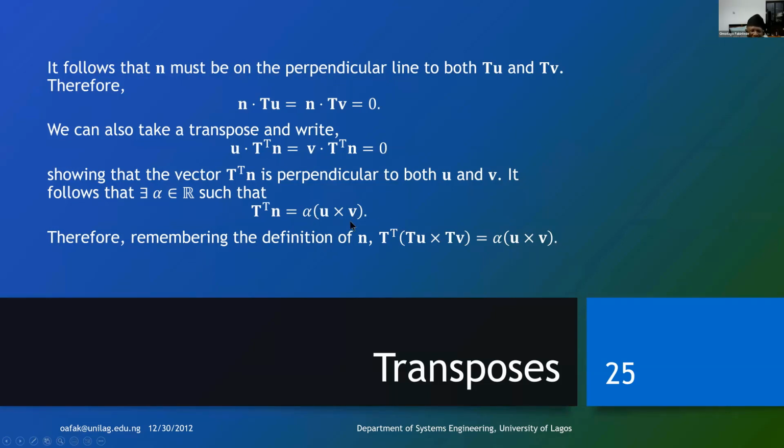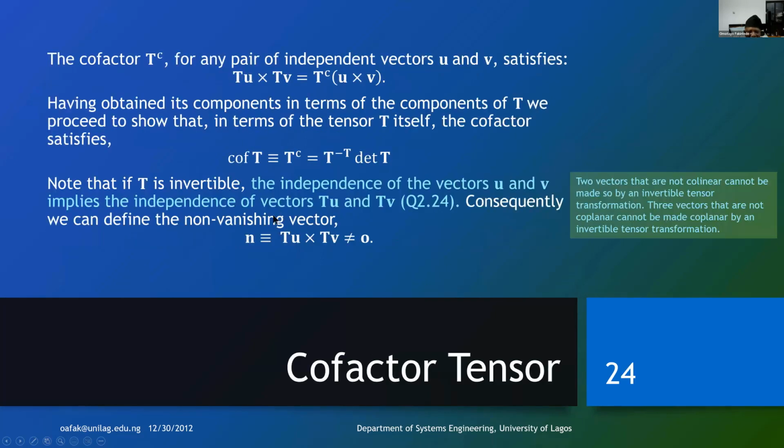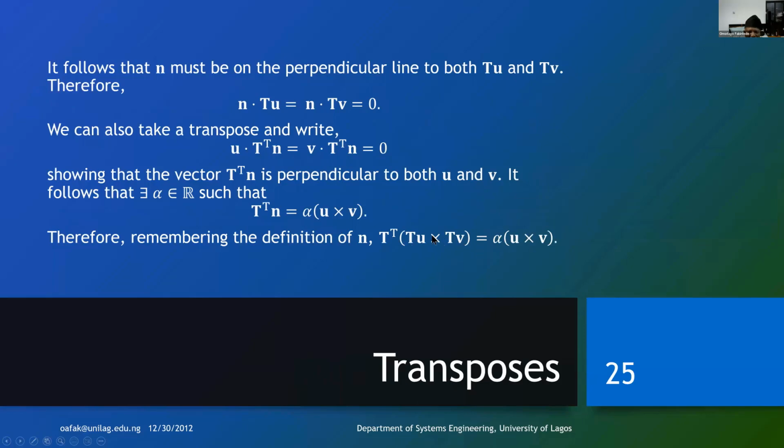So with that, we can now go back and remember that the definition of n was TU cross TV. That's the definition of n. If that's the definition of n, we can replace n here by TU cross TV. And that's all we have done to this equation. So where we are now, we have just replaced n by TU cross TV, which is what was defined as n previously.